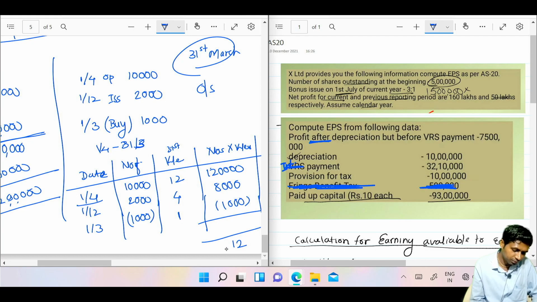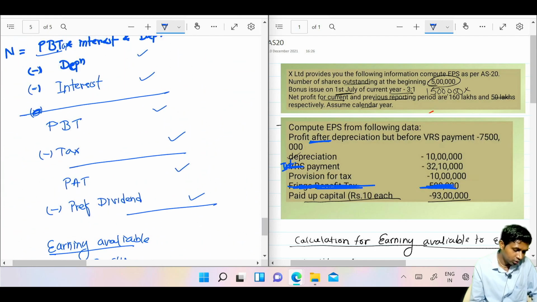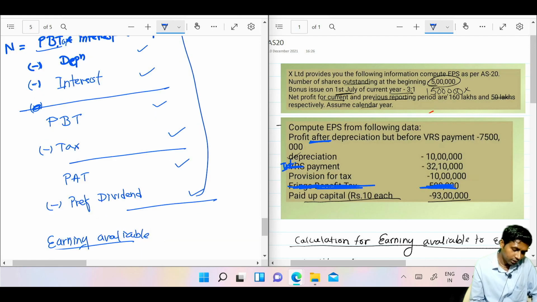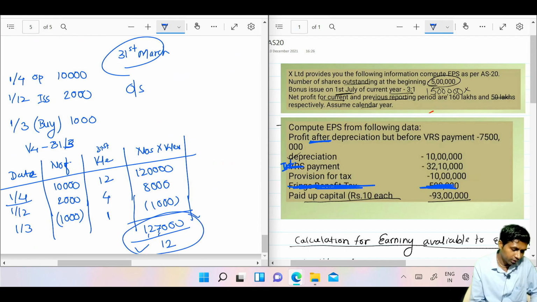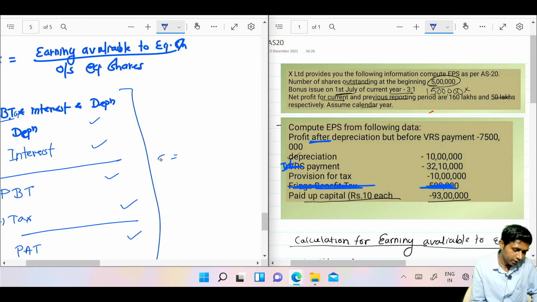From 1/4 to 31st March, that means total weight 12. Then this 1,27,000 divided by 12, you will get outstanding equivalent shares, that means the denominator. Numerator, just remember this, numerator and denominator. Now the small table, this total divided by 12, you will get the denominator.